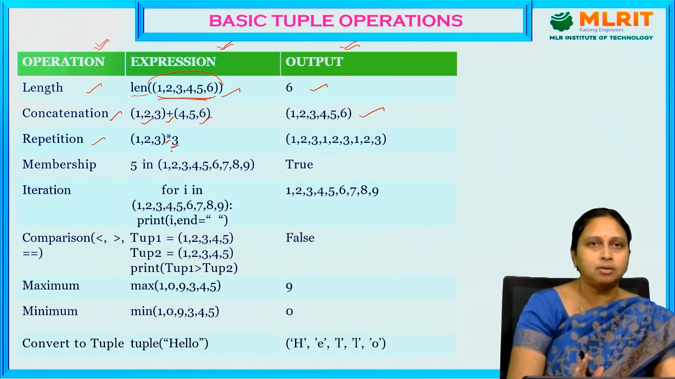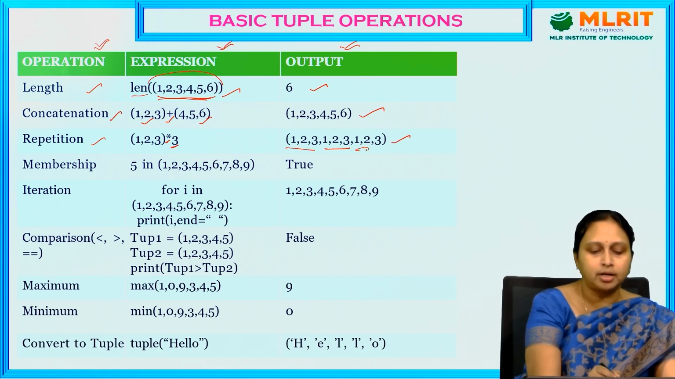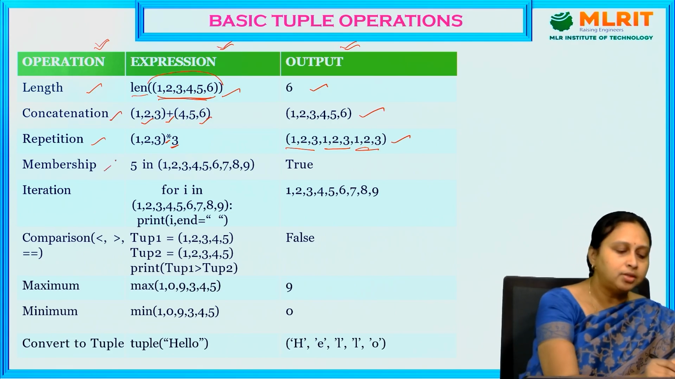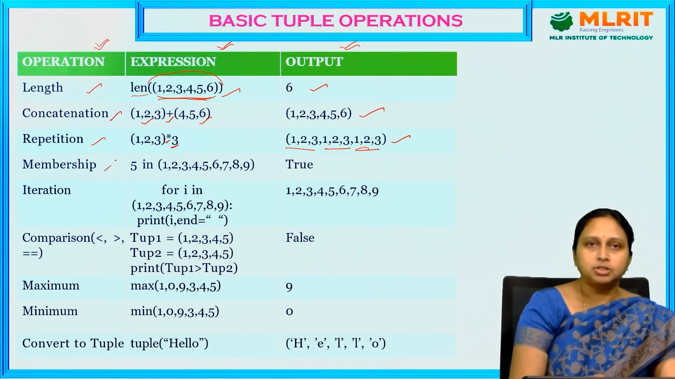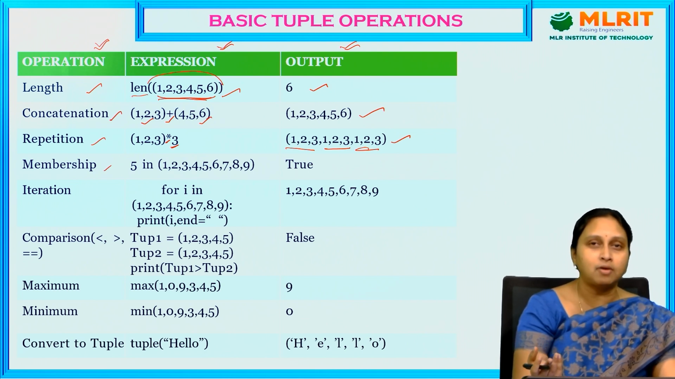That means the same tuple will be repeated 3 times. So we are going to get this is 1, this is 2, and this is 3. This way, it is going to display 3 times. And we have the membership function, where we check whether a particular element is present in the given tuple or not. In that case, if it is present, then we can represent it with a Boolean value, that is true.